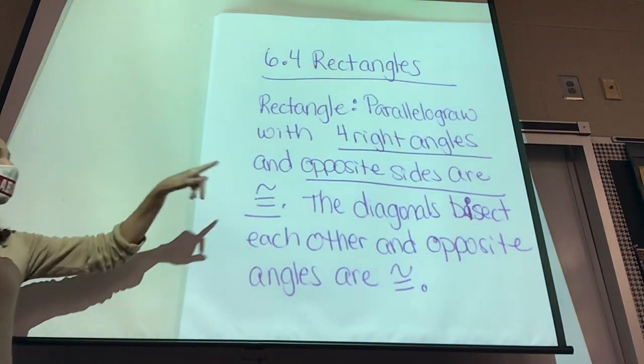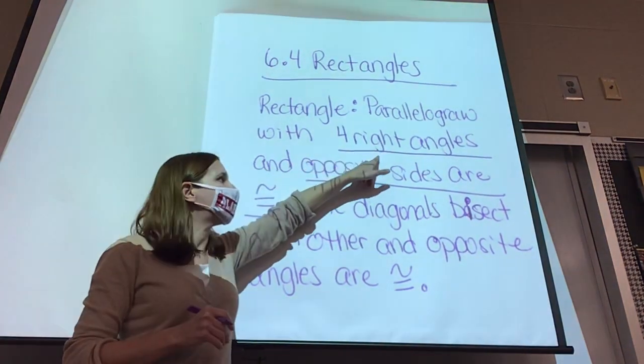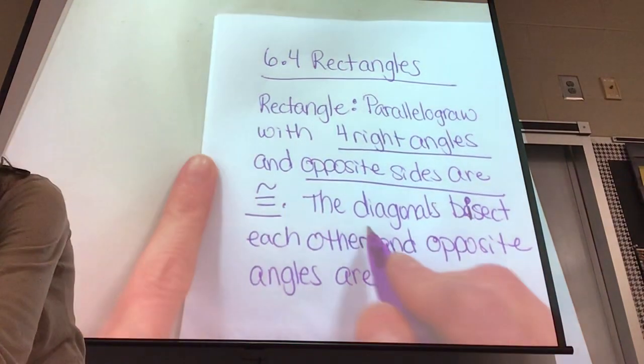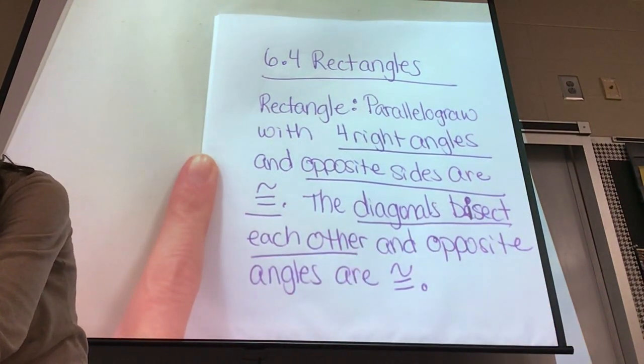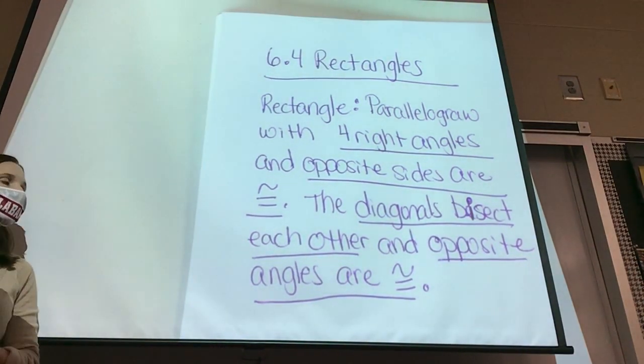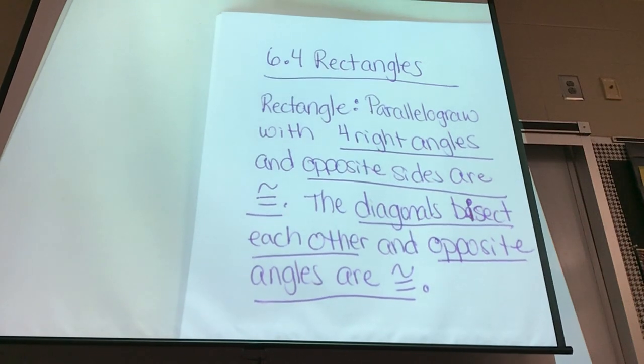There's 4 things. Cool. So there are 4 right angles, the opposite sides are congruent, and then the diagonals bisect each other, and then opposite angles are congruent. So we've got 4 pieces here.